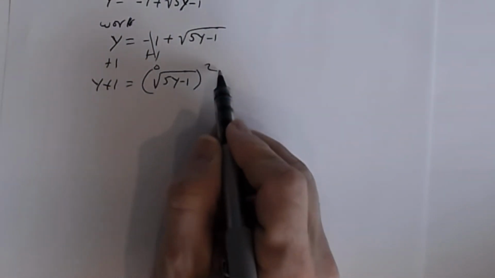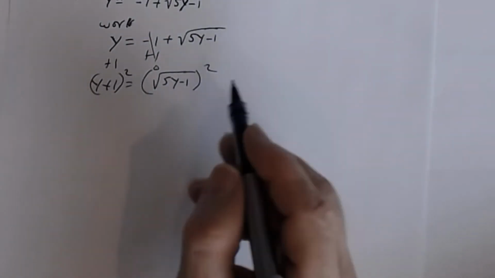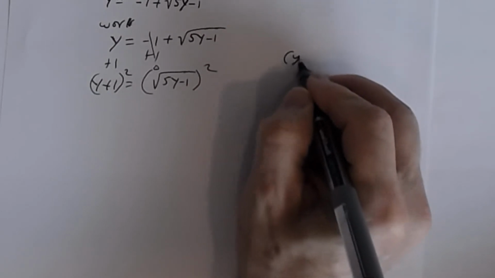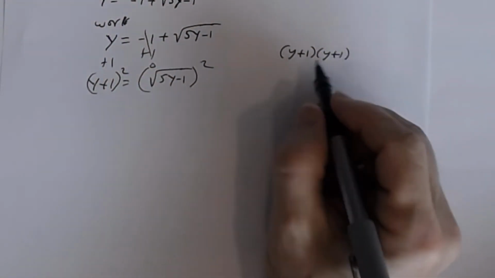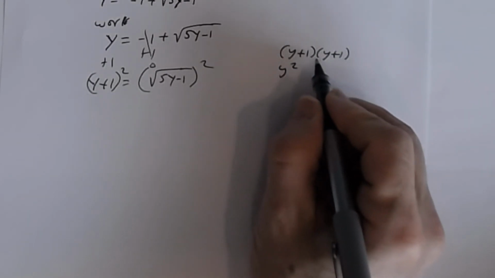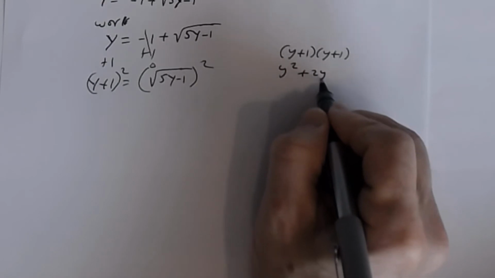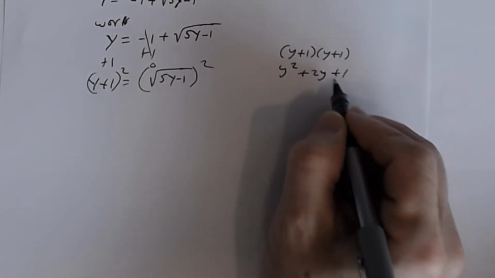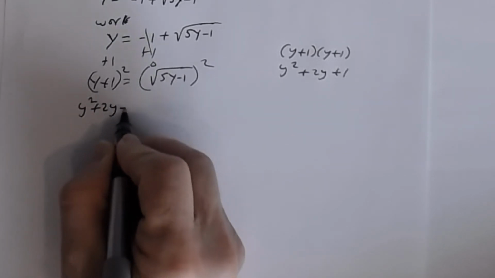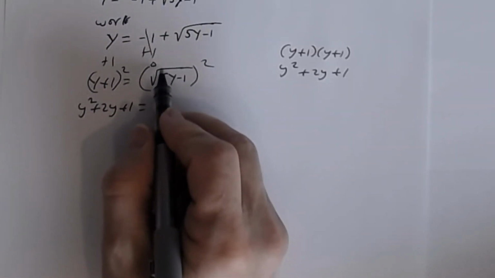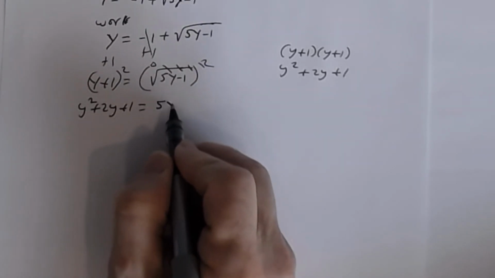So I'm going to square both sides. I get y plus 1 times itself. When I FOIL that out, you're going to get y squared. The outer and the inner added together, that's 1y and another 1y, so that's 2y. And then 1 times 1 is 1. So y squared plus 2y plus 1 equals, and then the square and the square root undo each other, so you get 5y minus 1.